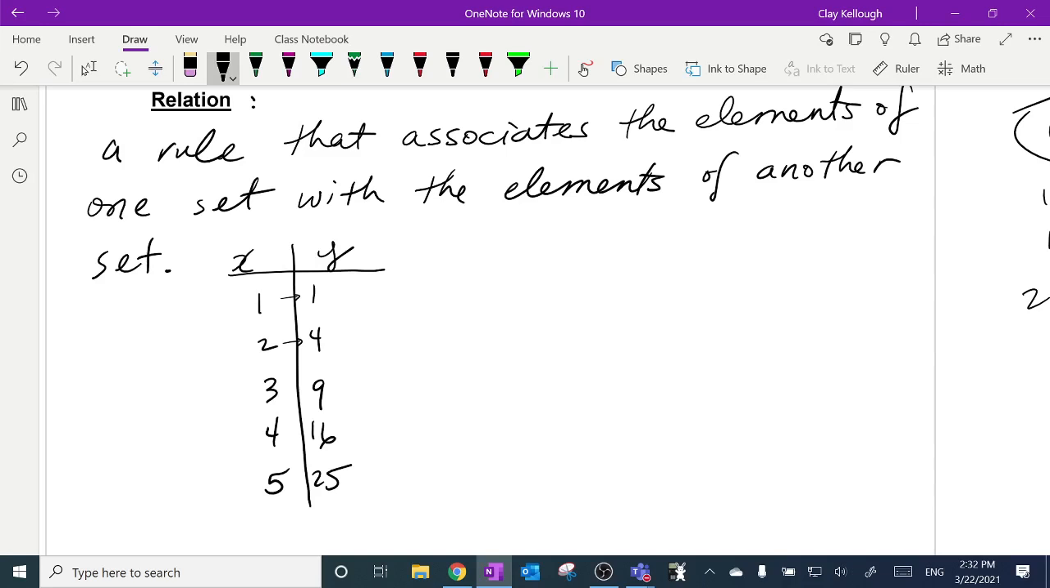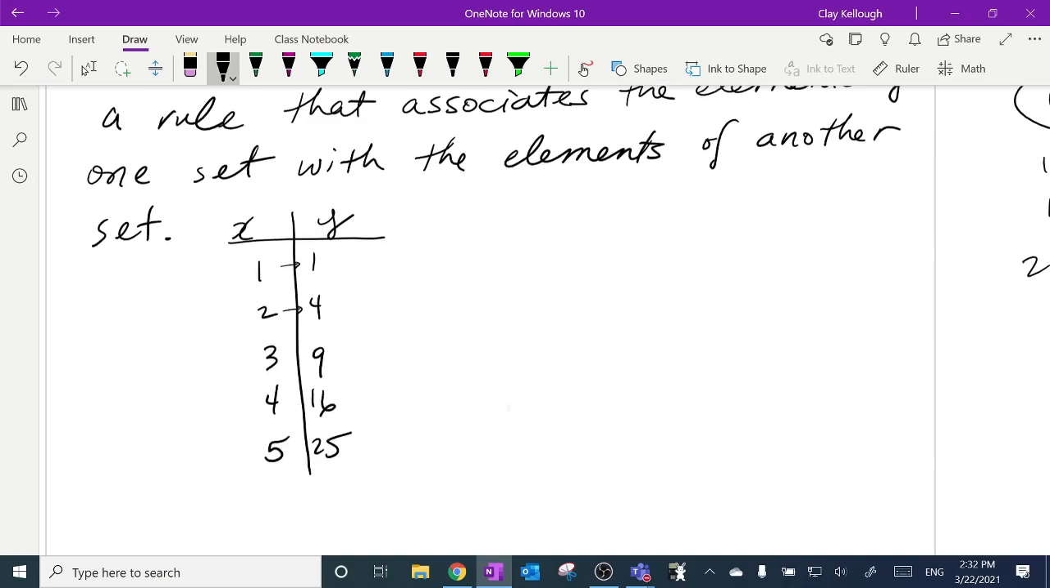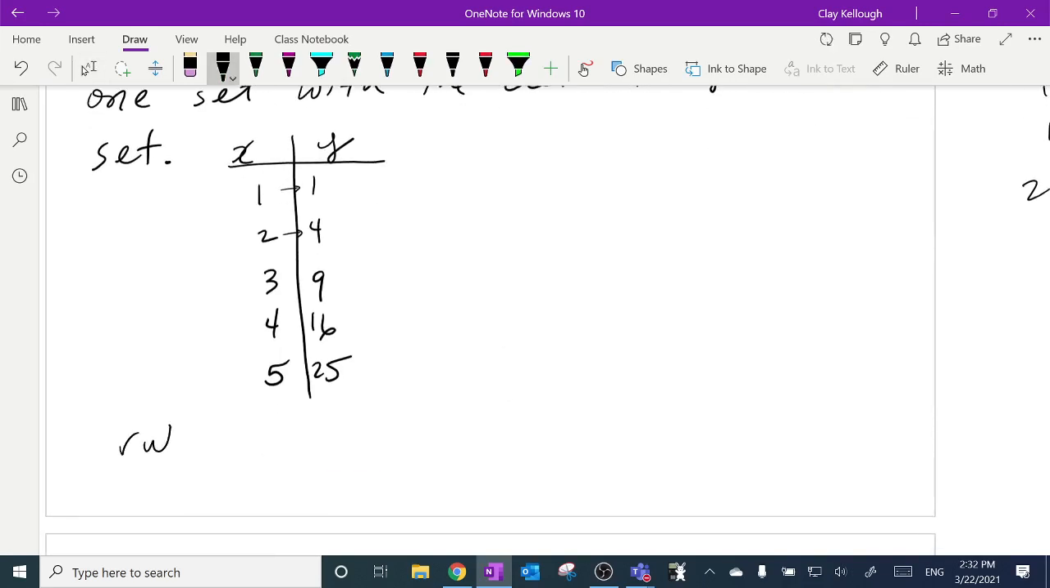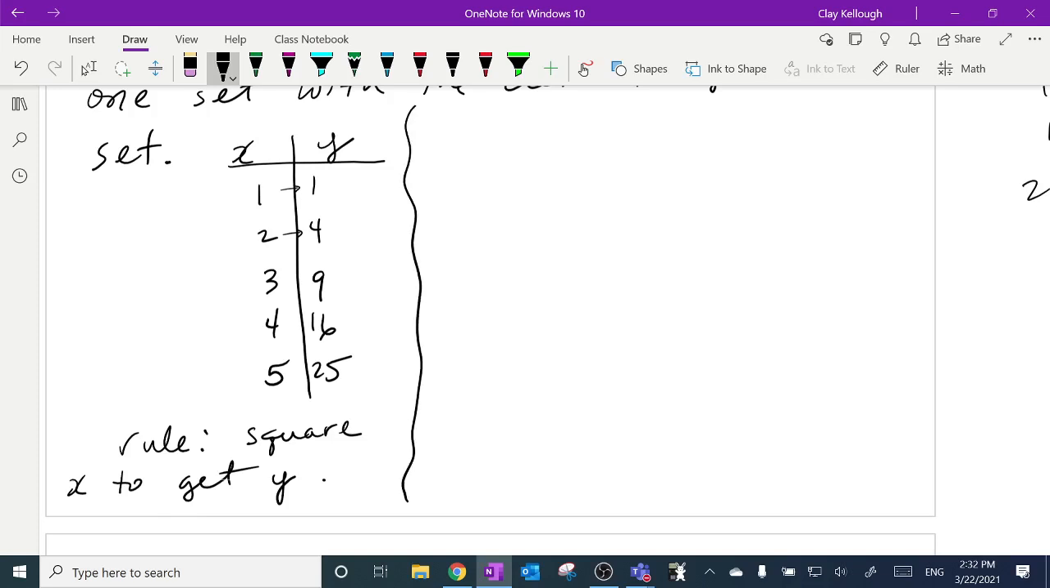2, apply a rule, becomes 4. 3, apply a rule, becomes 9. This one was pretty easy. What's the rule for this one? Square. So basically, the rule is square X to get Y. Yep. Okay, I thought so. How about you square root Y to get X? That's a good point. You could go the other way. Keep in mind that some of those rules are reversible that way.